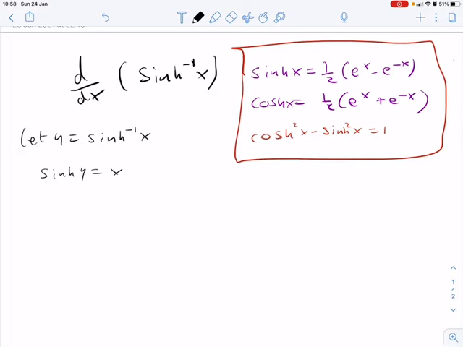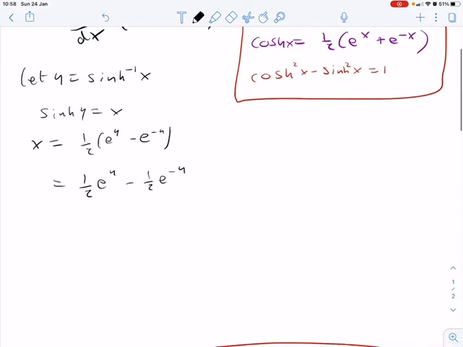Okay? And so I'm just setting that as x equals a half e to the y, sorry, e to the y minus e to the minus y. And I'm going to expand that bracket out. And now what I'm going to do is differentiate that term, okay, with respect to y.